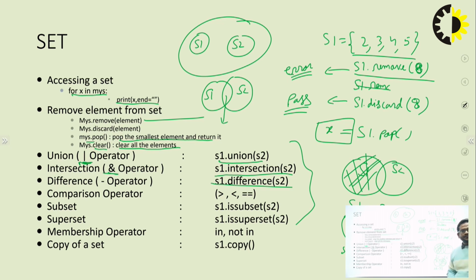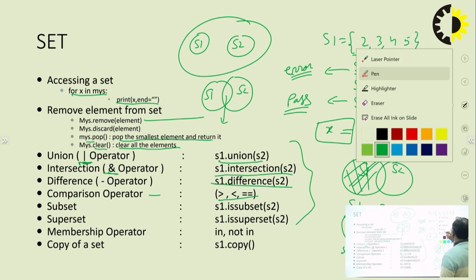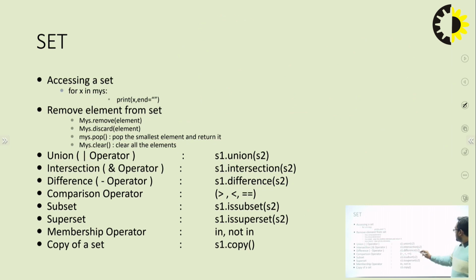Got my point? Next, comparison operators: you can use greater than, less than, or equal to. These are the operators you can use here. Okay, so I can just erase all the lines. So you can use the comparison operators here, less than, greater than, or equal to. These are the operators you can also use in a set.